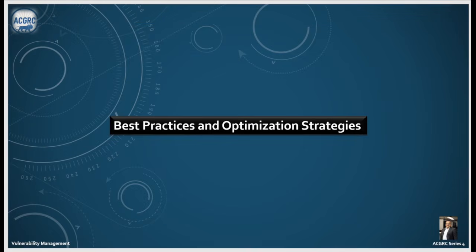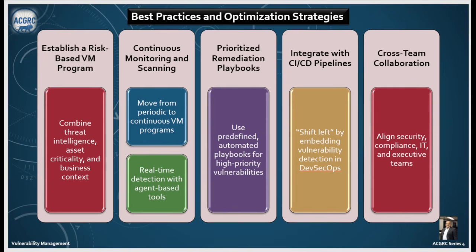So now let's touch base on the best practices and optimization strategy. There are a few pillars in this space, starting with establishing a risk-based vulnerability management program, which is about combining intelligence, asset criticality, and business context. Next is continuous monitoring and scanning. Then is a prioritized remediation playbook integrated with the CI/CD pipeline, and cross team collaboration.